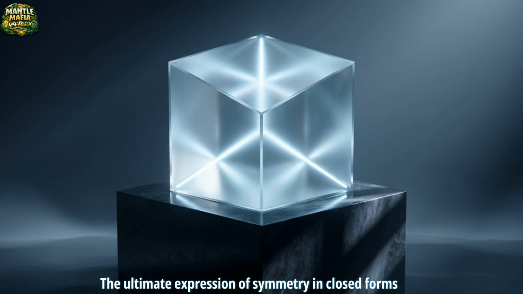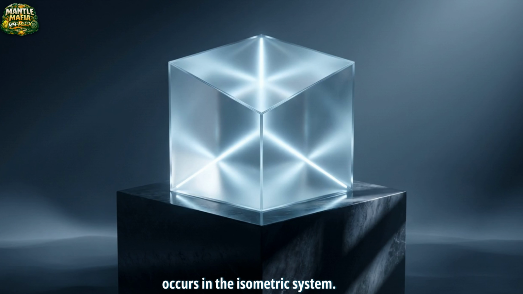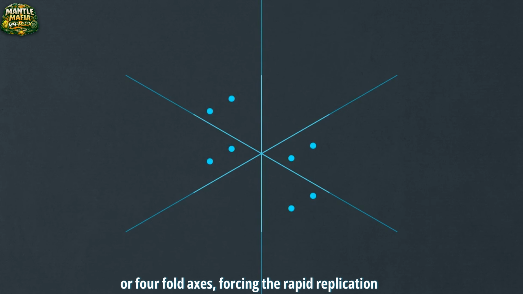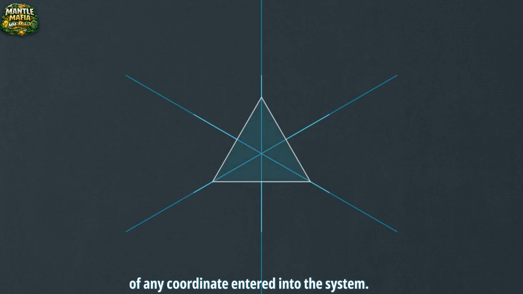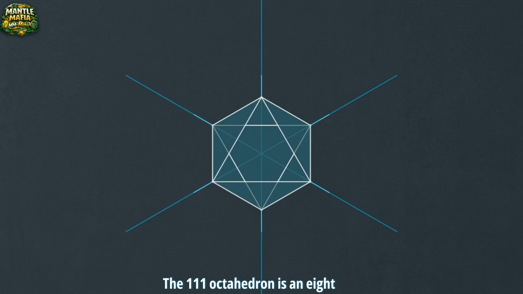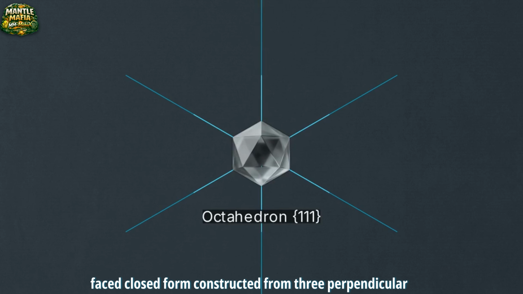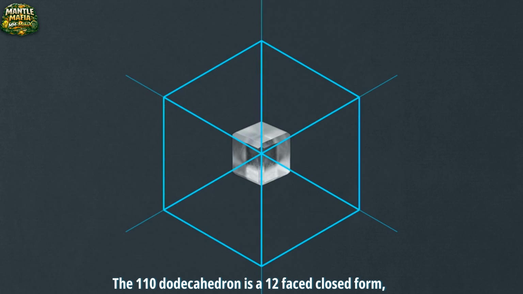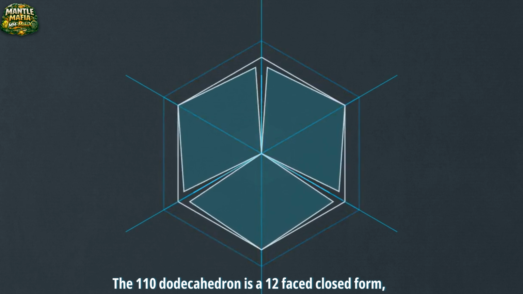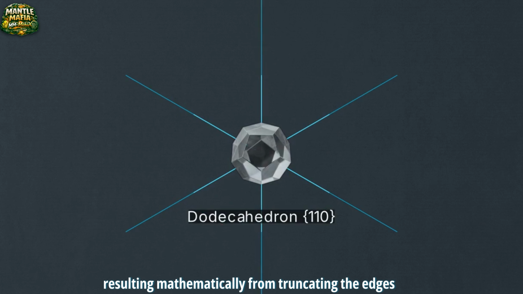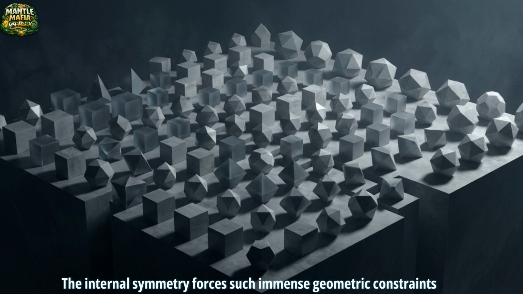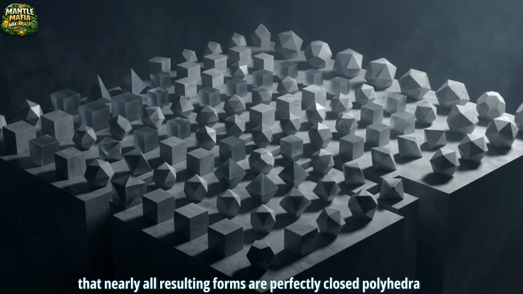The ultimate expression of symmetry in closed forms occurs in the isometric system. Isometric symmetry requires four intersecting threefold or fourfold axes, forcing the rapid replication of any coordinate entered into the system. The 1-1-1 octahedron is an 8-faced closed form constructed from 3 perpendicular fourfold axes and corresponding mirror planes. The 1-1-0 dodecahedron is a 12-faced closed form, resulting mathematically from truncating the edges of a theoretical cube. In isometric systems, the internal symmetry forces such immense geometric constraints that nearly all resulting forms are perfectly closed polyhedrons.